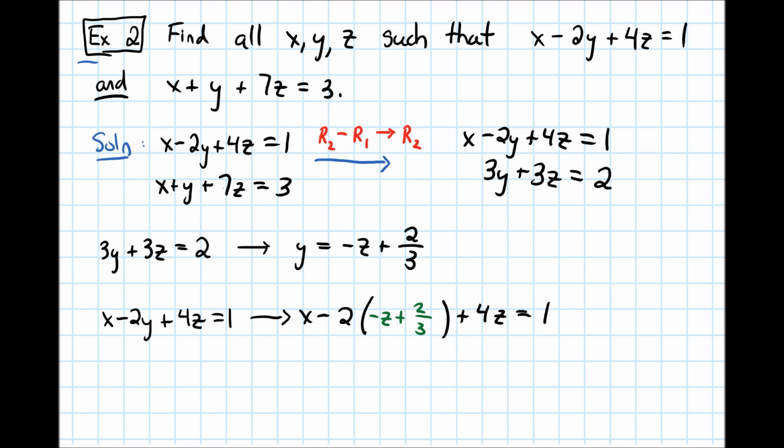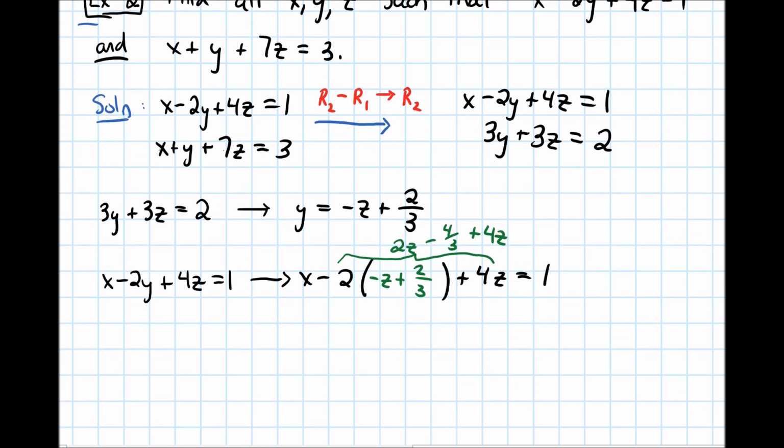All right, so if I simplify this part right here, if I distribute the negative 2 in, I'll get positive 2z, we'll get minus 4/3, and then we still have that plus 4z at the end. Okay, so let's use that to isolate the x now.